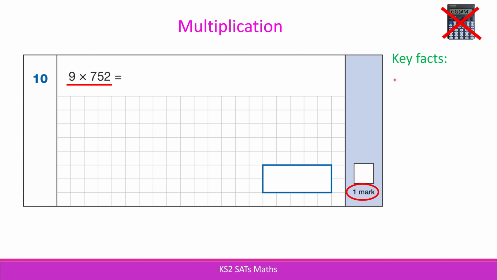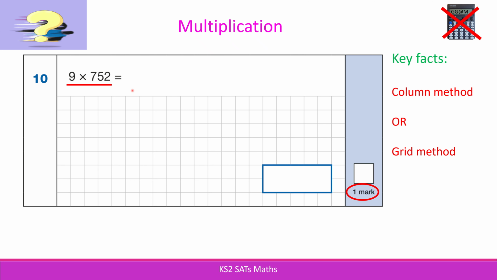So your key facts. You need to use the column method or the grid method. It's personal preference which way you prefer, or some children will be able to think about multiplying by 10 and then taking off one lot of 752. It depends on the ability of the child and which way they prefer to work. So press pause, choose your method as to which way round you would like to work this, and then press play once you've got yourself an answer.